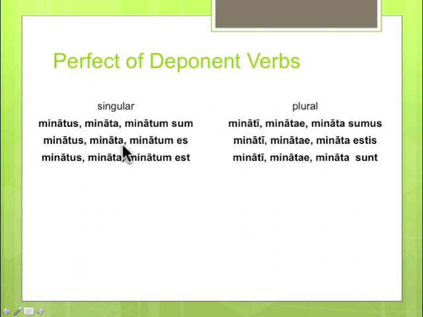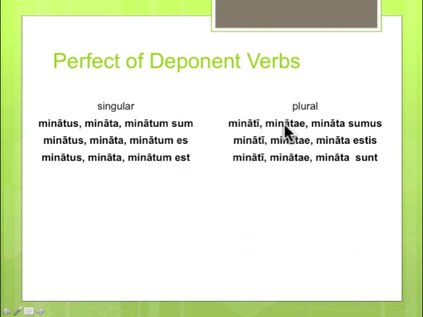If you're talking to a person, use the second person. When you're talking to a man, you would say minatus es. To a woman, you would say minata es. And to a neuter thing, you would say minatum es. In the third person, if you were speaking about a man, you would have to say minatus est. If you were speaking about a woman, you would have to say minata est. And if you're speaking about a neuter thing, you'd have to say minatum est.